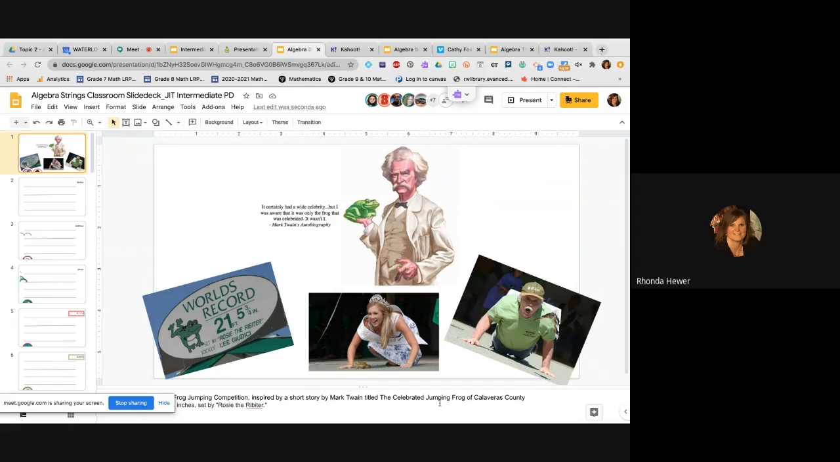So there's this actual competition that happens in Calaveras County. It's a big to do. They even have like a little princess of the jumping frog competition, and they've got a world record. Our Rosie the Riveter jumped 21 feet and 5 3/4 inches, which is ridiculous to think that a frog can even do that. But we're going to use this context to help students gain an understanding of equivalence when we're doing algebra strings. So the first thing I'm going to have you do, this would be phase 1.